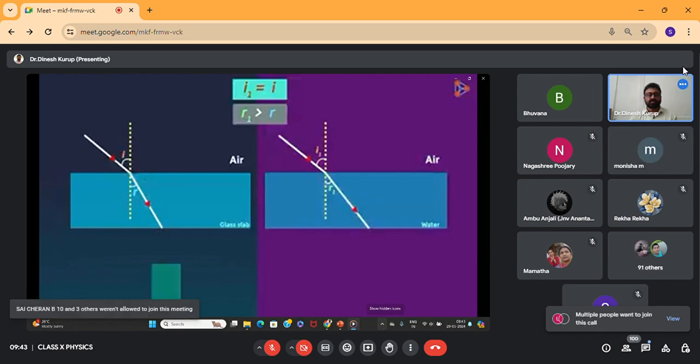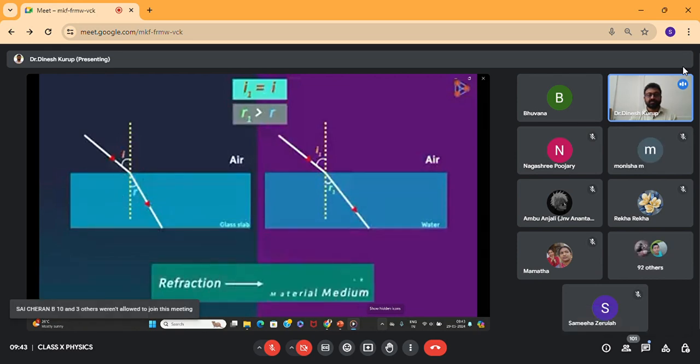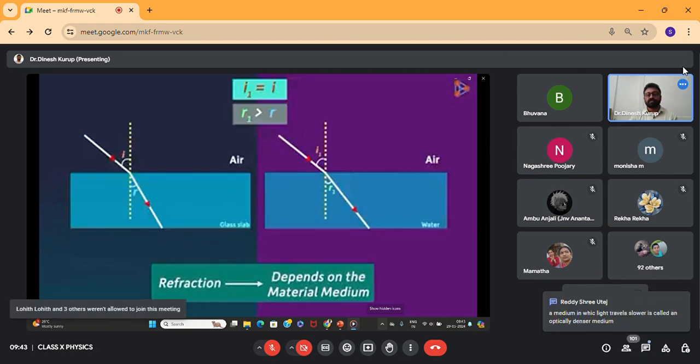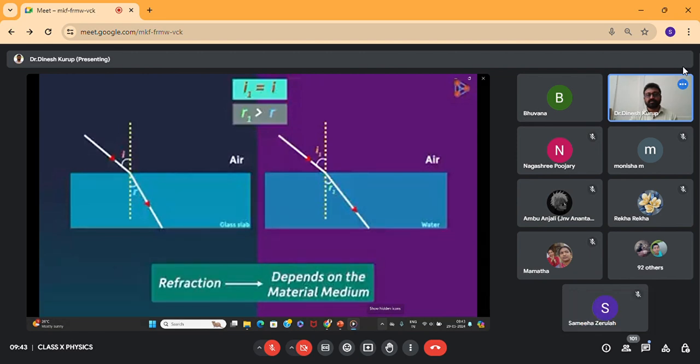So what can we infer? We can say that the refraction of a light ray depends on the material medium on which light is incident. Yes, light rays will be refracted by different amounts in different materials.